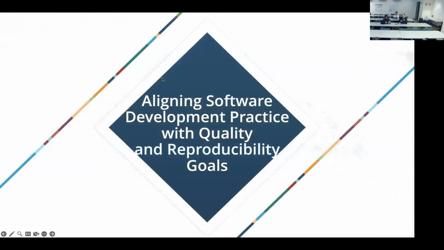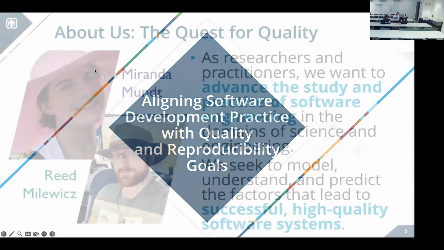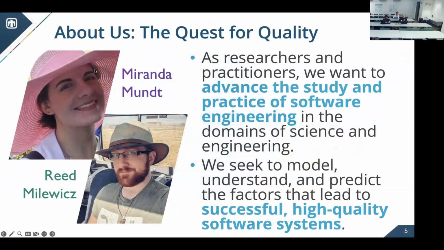We'll talk a little bit about software quality, about reproducibility, how these things align or may align with software practice, right? And how we can build more robust software, stronger teams, work together better, get more reproducible software, right? That's the idea. So for a little bit of background for myself and Miranda, who contributed to this material.